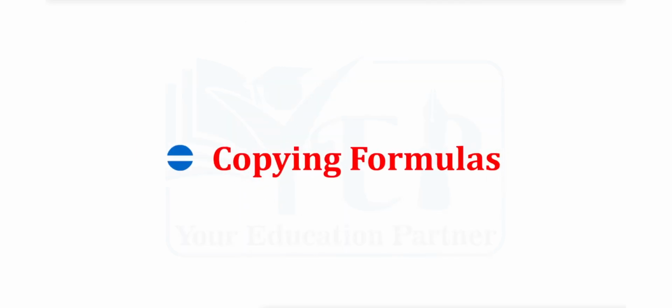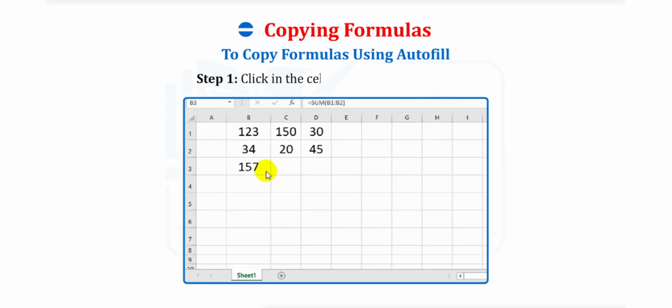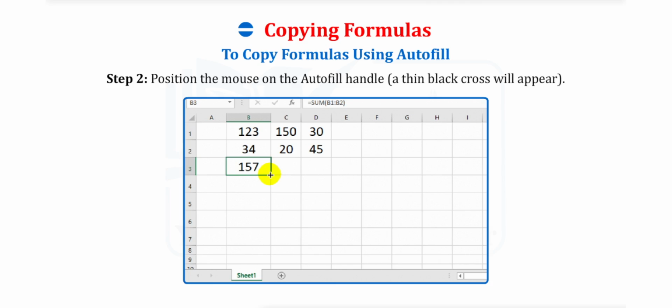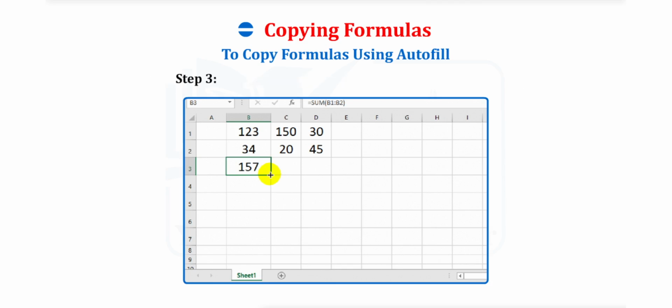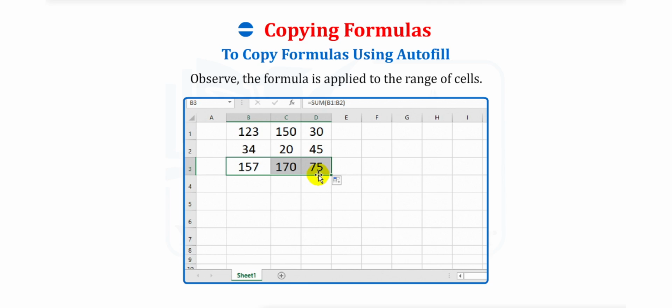Copying formulas. Like many things in Excel, there is more than one way to copy formulas. To copy formulas using autofill. Step 1. Click in the cell that contains the formula. Step 2. Position the mouse on the autofill handle. A thin black cross will appear. Step 3. Drag the autofill handle within the range of cells. Observe, the formula is applied to the range of cells.